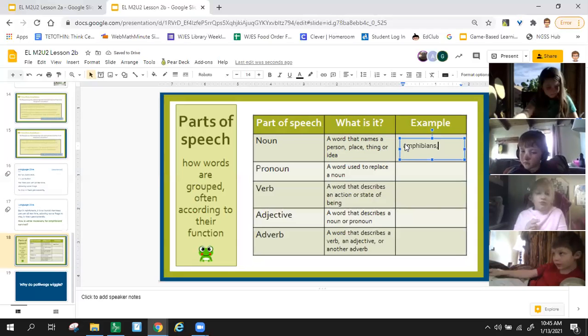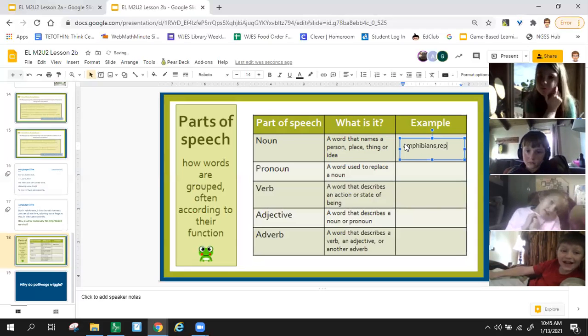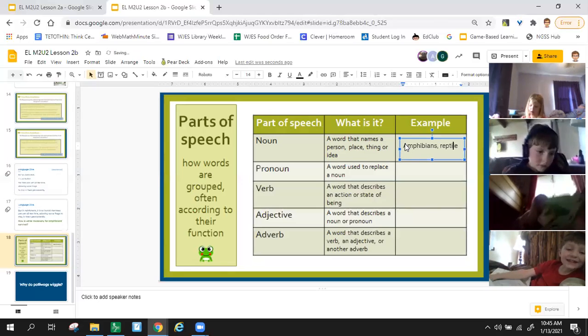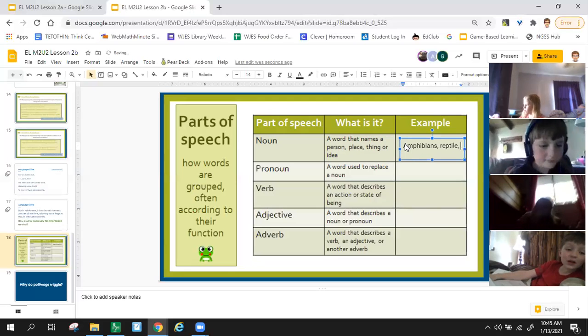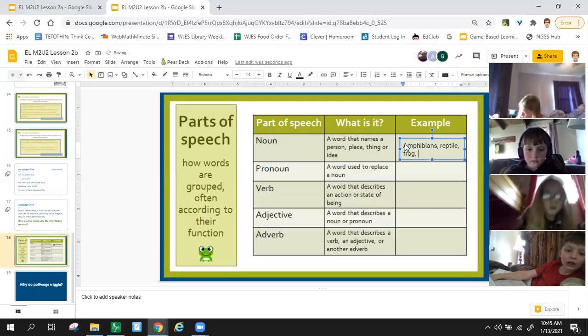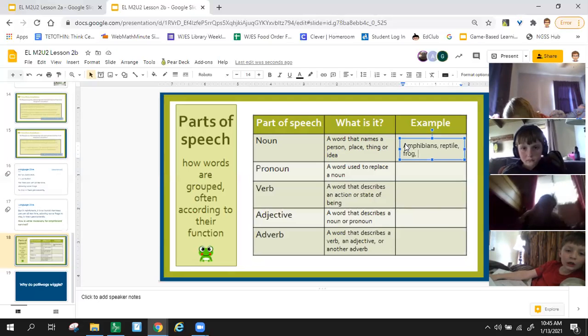Reptiles. Very good. Reptile. Very nice. Cole, what's another one? Frogs. Frog. Very good. And when I add an S to it, it makes it a plural noun, right? Plural noun makes it more than one. Haley Booker. Lizard. Lizard. Okay, wait a minute. Where on page 63 does it say lizard?